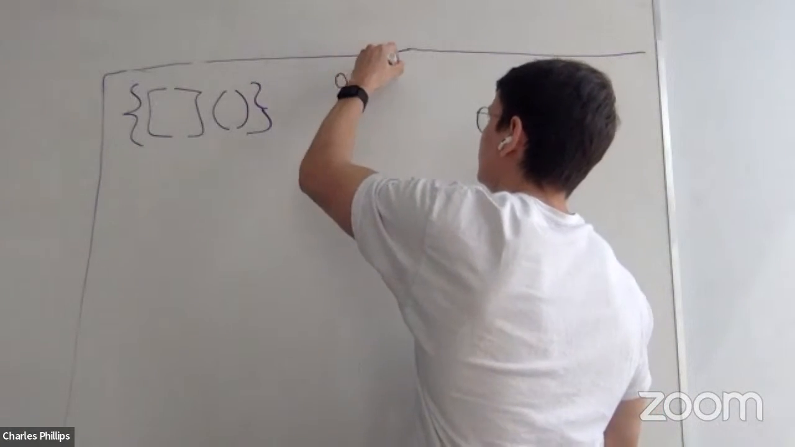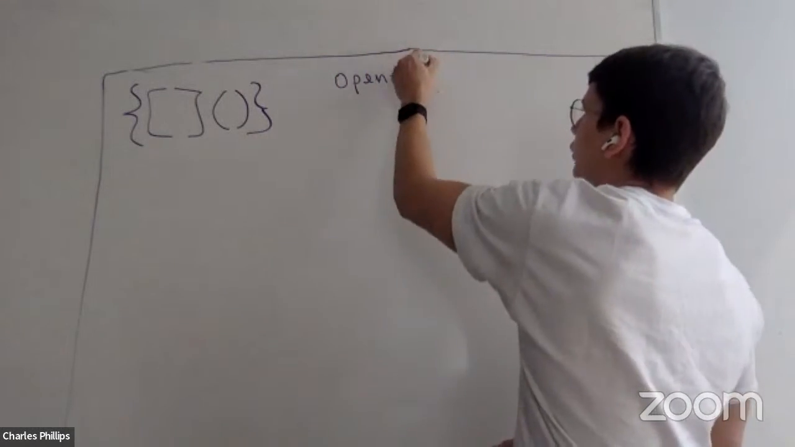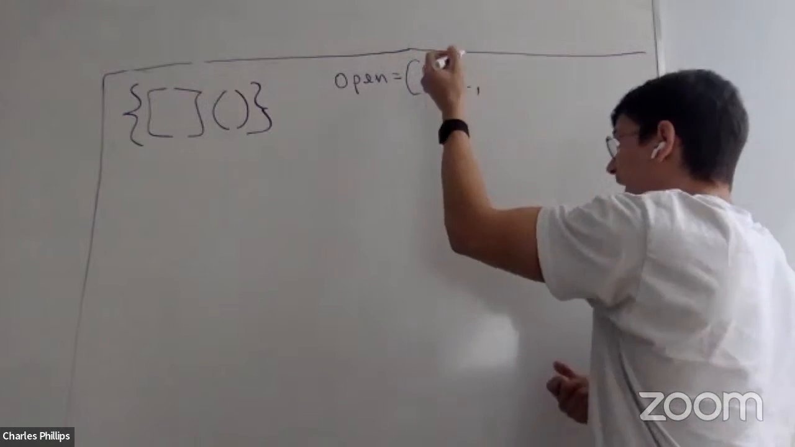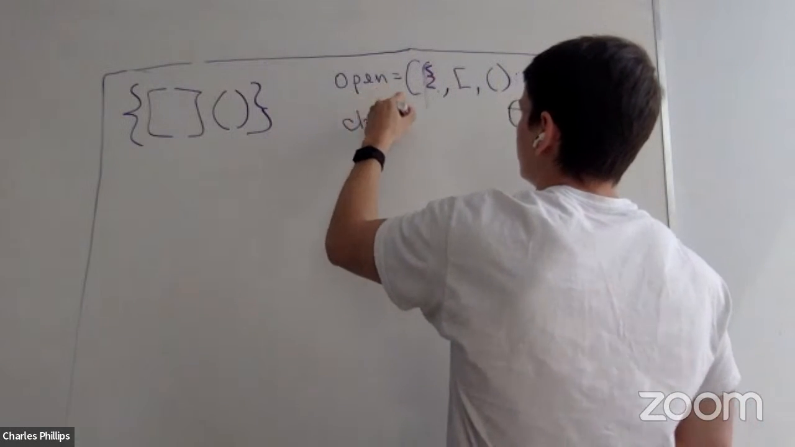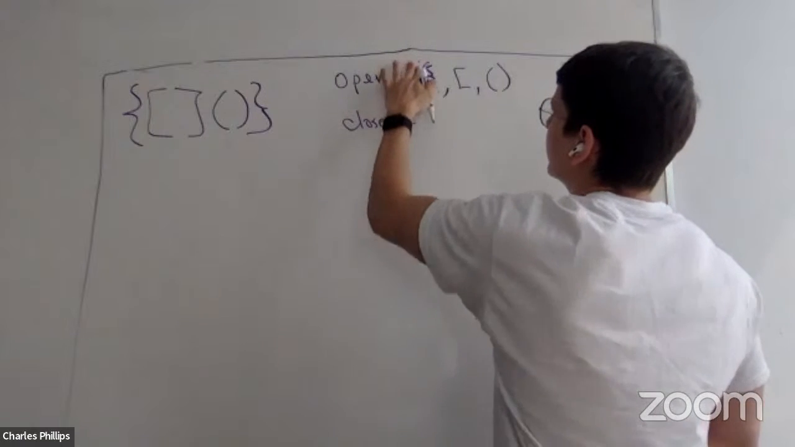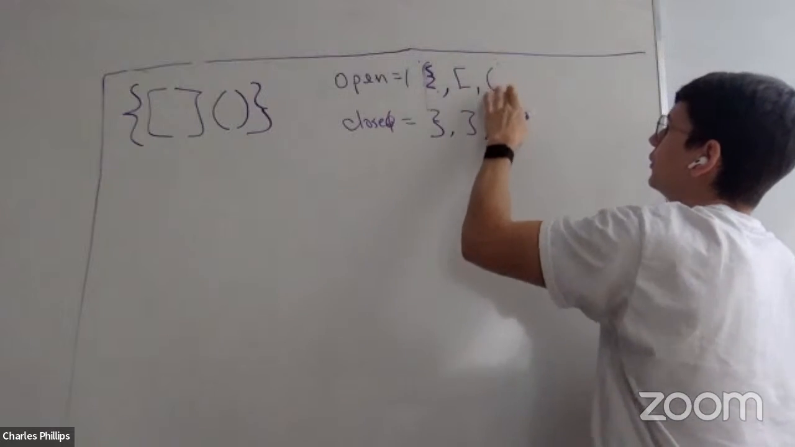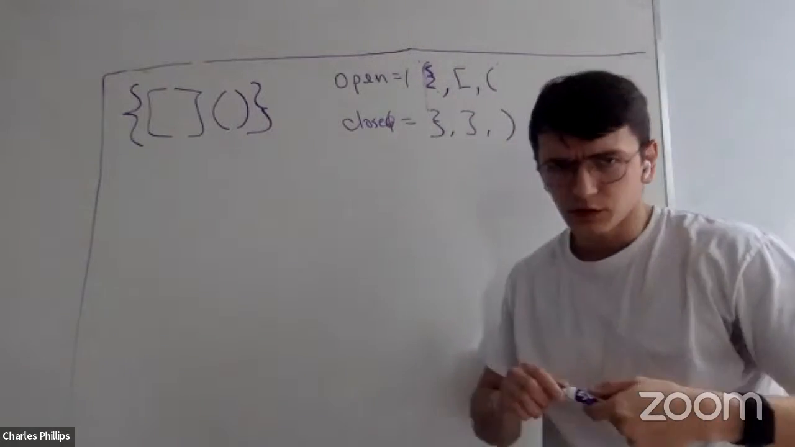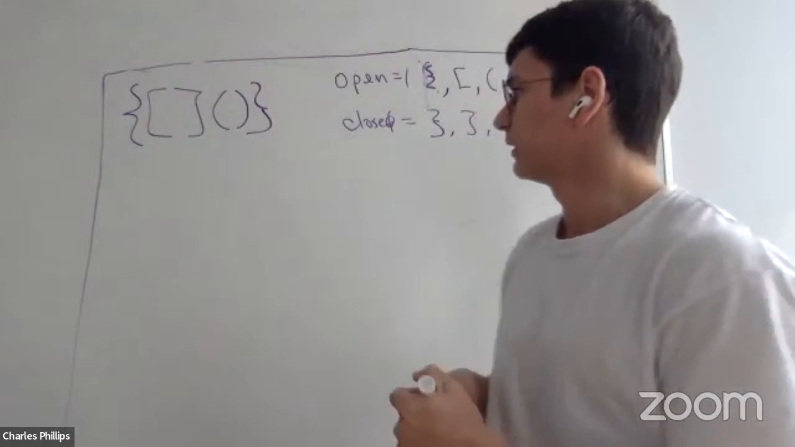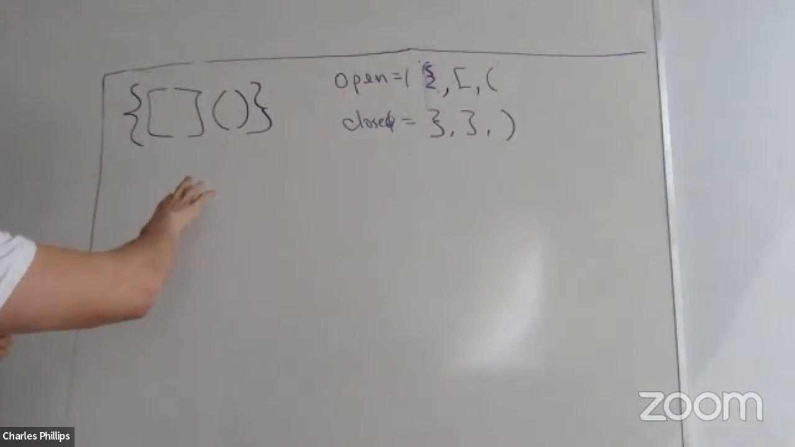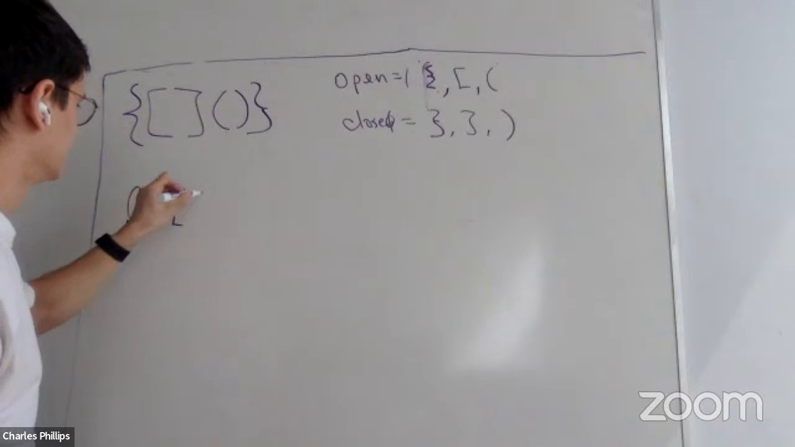So the open brackets is equal to this set of the open squiggly, the open bracket, and the open parentheses, right? And the closed is equal to the closed squiggly, the closed bracket, and the closed parentheses, right? So here's what we're going to do. We're going to march through, and I'm going to keep track of all the open characters I meet in a list. So we're going to initialize this list as an empty list to start off with.